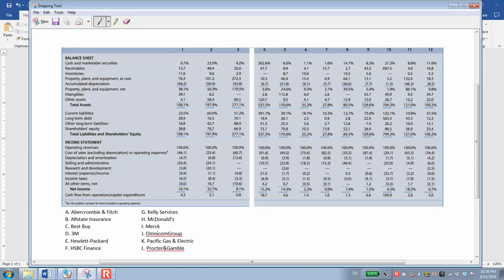Actually, in this example, all the numbers from the two financial statements are scaled by revenue. So that's why the revenue is 100% for all the firms. Remember, all these numbers are scaled by operating revenue, not only the income statement, but also all the accounts in the balance sheet.